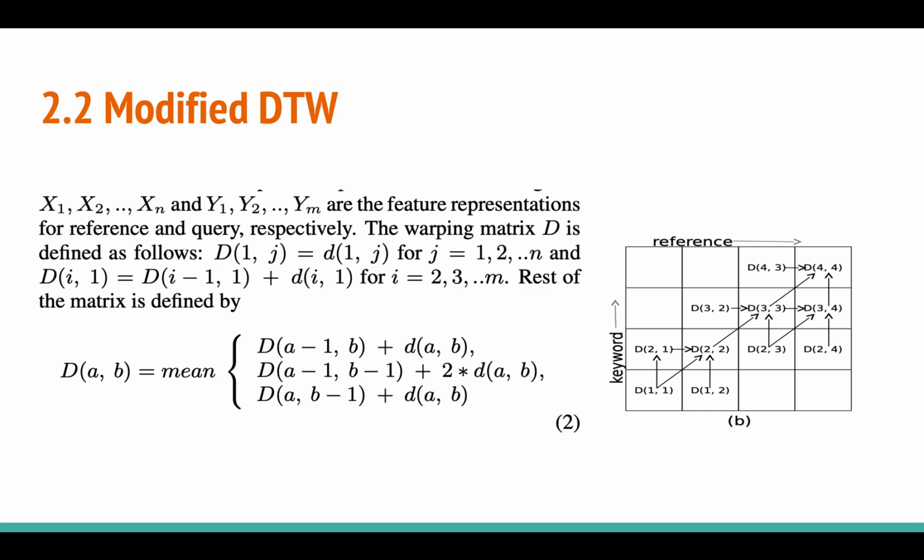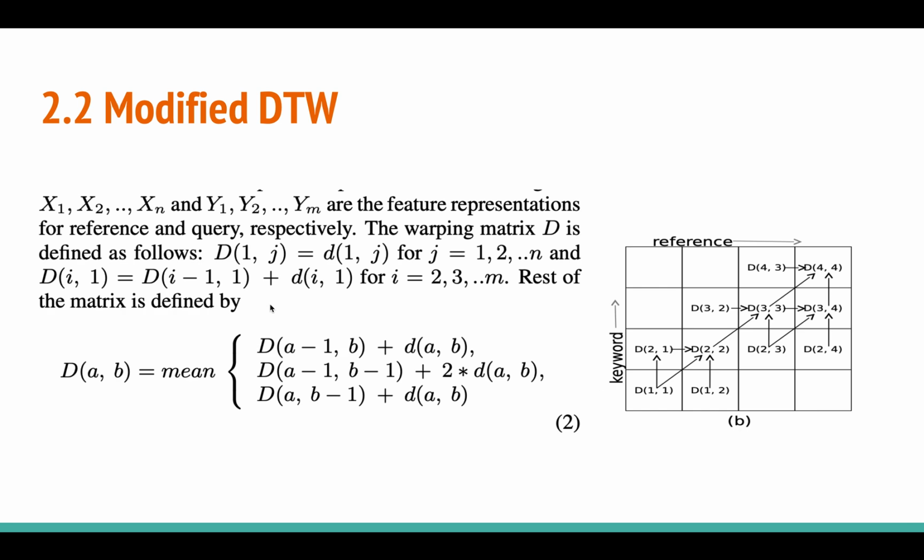So we'll come to that, but before that, let's see how we are creating the warping matrix. You put the reference sequence x1 to xn on the x-axis here, and you put the query sequence y1 to ym on the y-axis, right? Now the problem finally becomes: how do you find the optimal sequence alignment, so that you are able to predict the keyword.